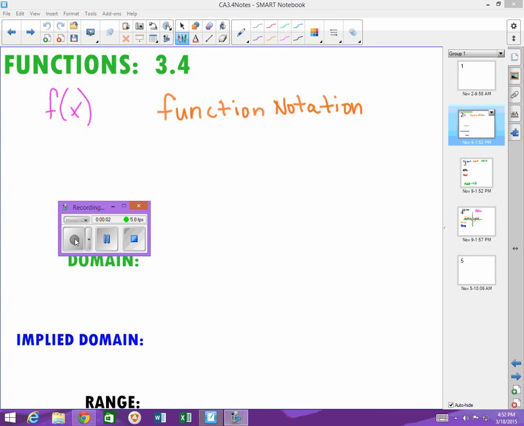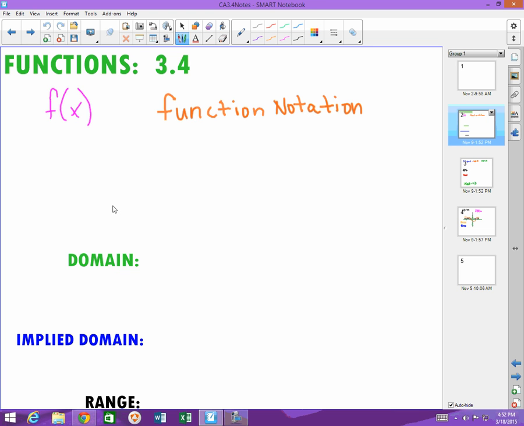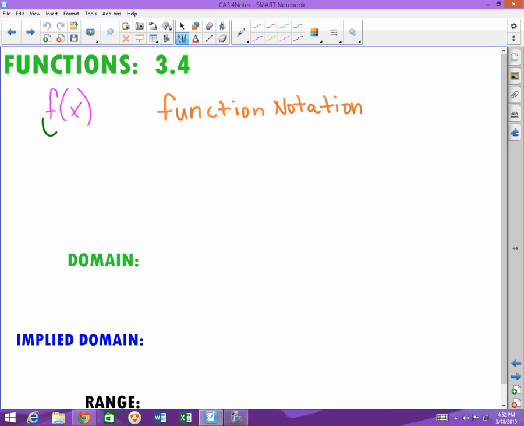Section 4 deals with functions. And a function is written, first off, with this to begin with. And it's called function notation. This here is just a label. It's like the name of the function. And you read that as f of x or f at x.